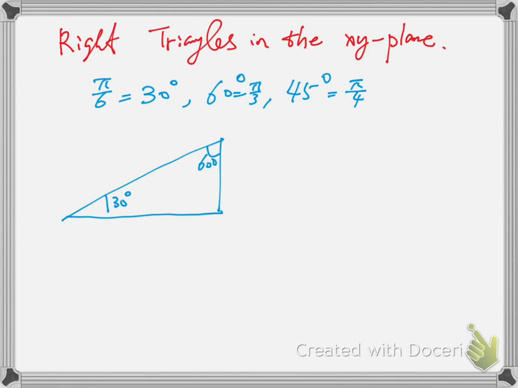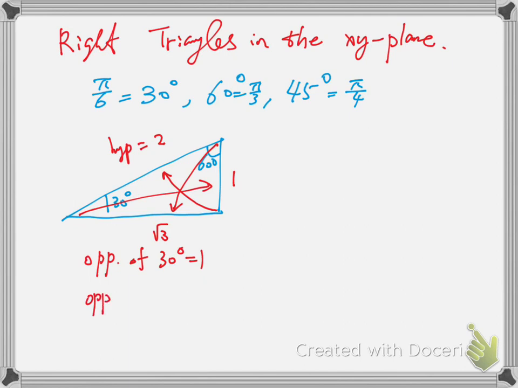You go inside the triangle: the opposite side of 30 has length 1. The opposite side of 60 degrees, pi over 3, is radical 3, and the opposite side of the right angle is the hypotenuse, which is 2. So opposite of 30 is 1, opposite of 60 is radical 3, and the hypotenuse is 2. This is the way to write down all three lengths of the 30-60 right triangle.